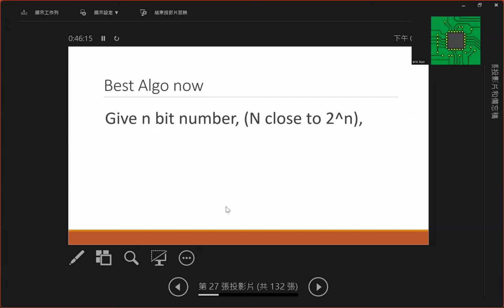So the best classical algorithm we know is, given an n-bit number. Oh, by the way, when we talk about number theory, we always count the size of the input as the number of bits. So if I give you an n-bit number, the number itself is close to 2 to the n. So is it NP-complete, a problem that needs higher than polynomial time in the input dimension?